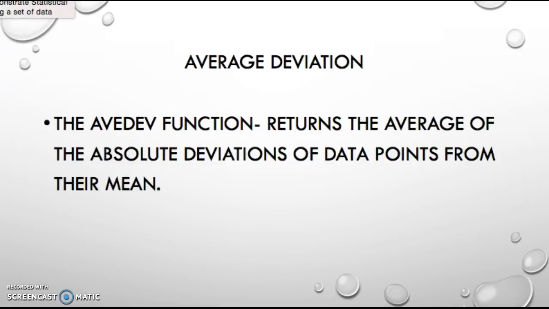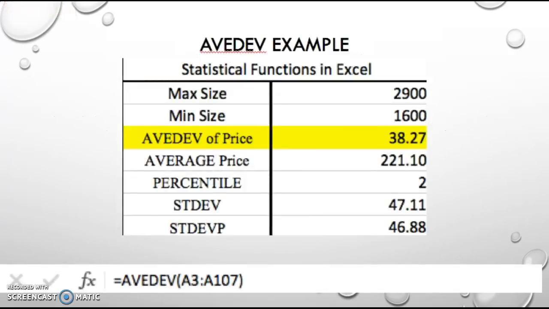Average deviation. The average deviation function returns the average of absolute deviations of data points from their mean. With this example, I used the price category to see the average deviation of price, and that average deviation of price was 38.27.